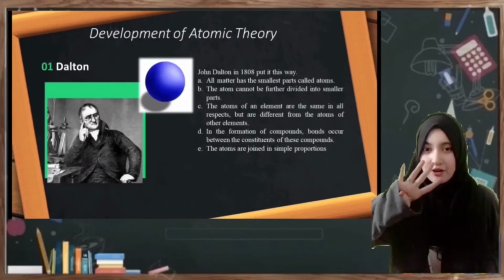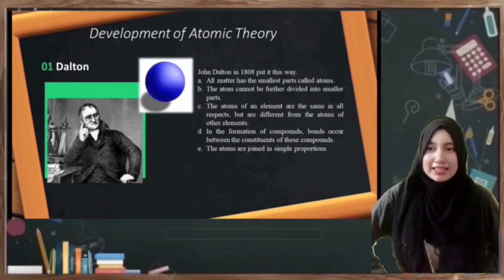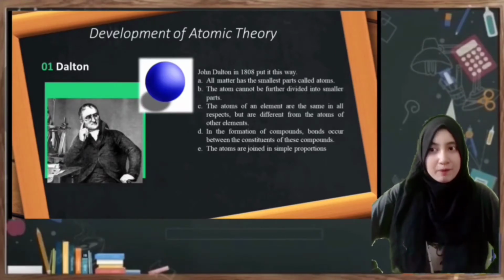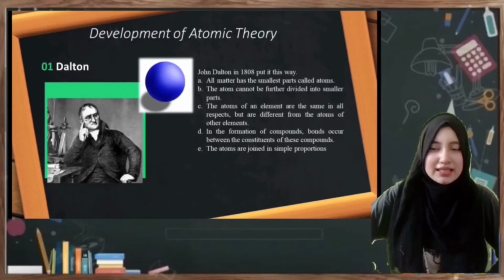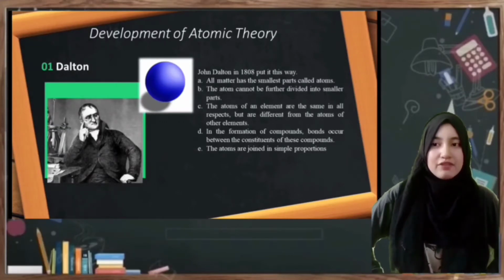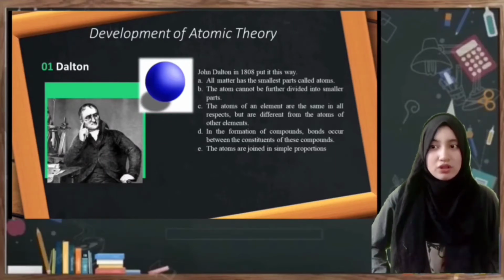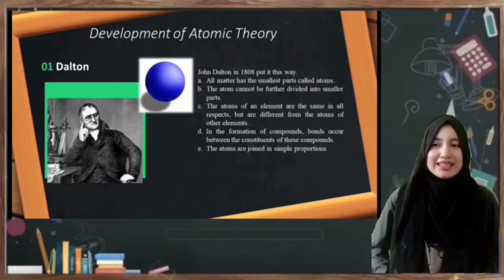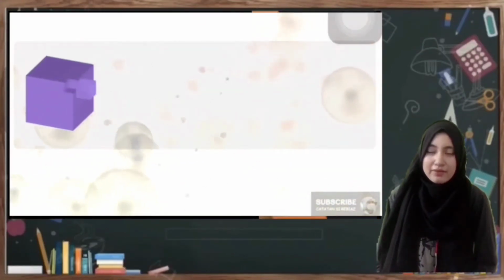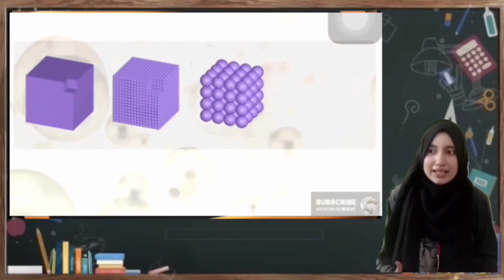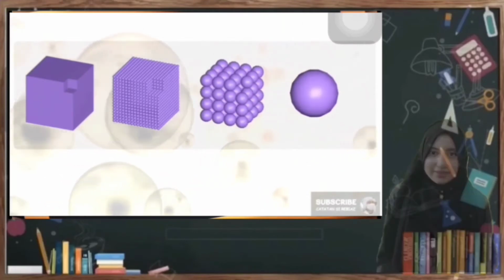There are four parts. The first: all matter has smaller parts called atoms. The atom cannot be further divided into smaller parts. The atoms of an element are the same in all respects, but are different from the atoms of other elements. In the formation of compounds, the atoms are joined in simple proportion. All substances are composed of atoms which cannot be further divided. According to Dalton, atoms are solid dense balls.